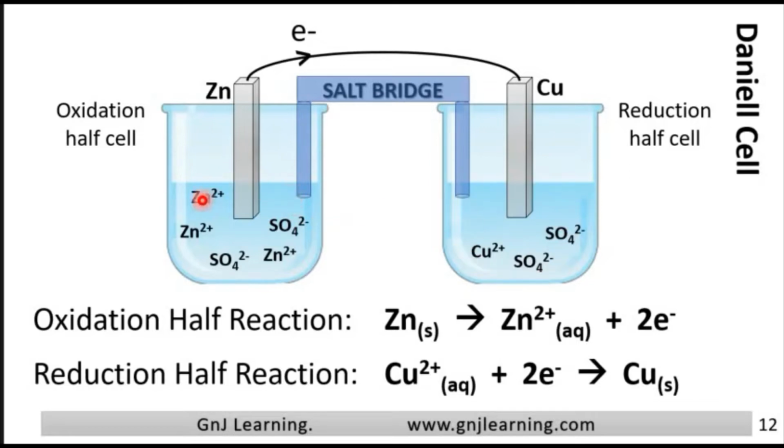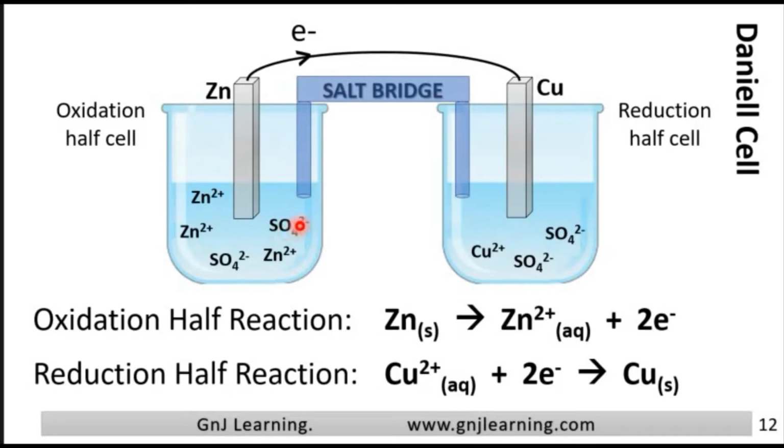Similarly here, the solution is positively charged because of excess zinc 2+ ions. To compensate that, negatively charged anions diffuse from this side, making the solution neutral again. Once the solution is neutral, again the electrons start flowing. They reach here, reduce Cu2+, again salt bridge will transfer ions and the circuit is complete.